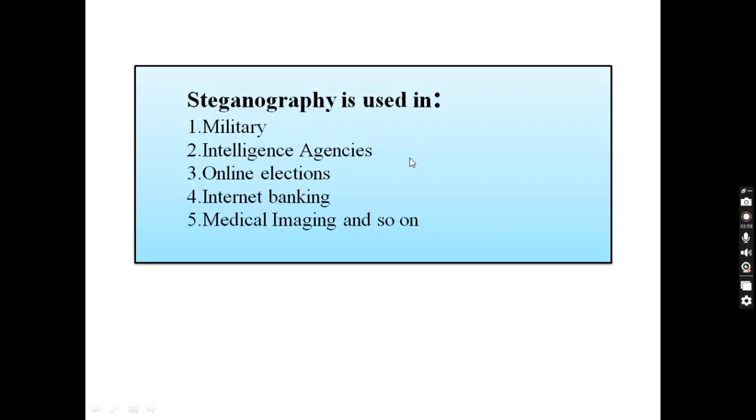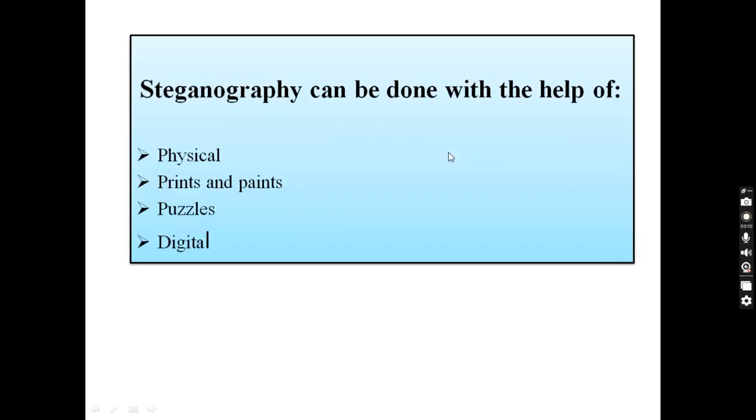The next is steganography is used in military, intelligence agencies, online elections, internet banking, medical imaging, and so on. So these are the applications where we can use steganography. Next is steganography can be done with the help of physical, prints and pins, puzzles, and digital. So here in our project we are going to use digital steganography.